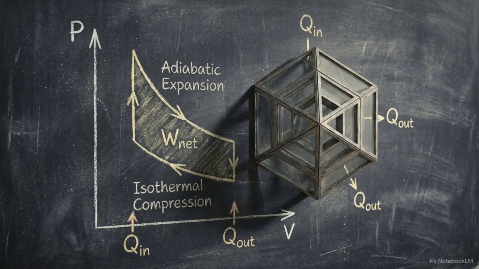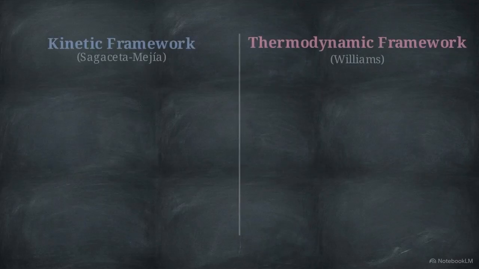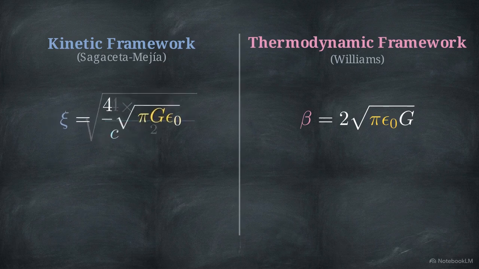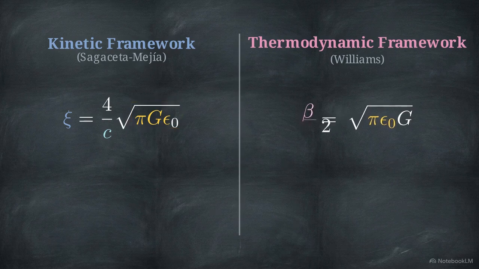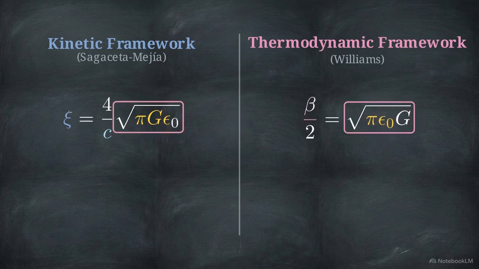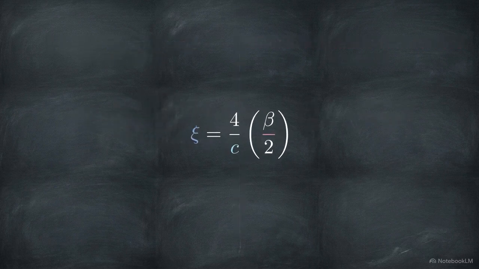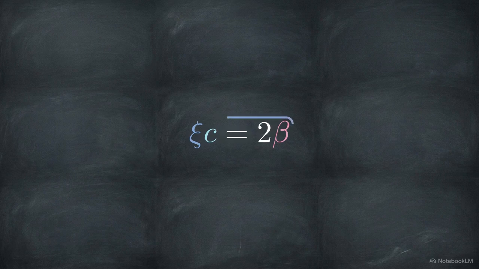Now we turn to our second paradigm, the thermodynamic framework published by Williams in 1980. This visual compares the two models. On the right, Williams derives his own charge-to-mass constant, called beta, from the consistency constraints between electromagnetism and gravity. To test if these two distinct frameworks found the same architecture, we will cross-check the algebra. By factoring the 16 pi out of the Sagaceta-Mejía equation, we extract a 4 over c, leaving pi, G, and epsilon naught inside the square root. This resolves to a precise algebraic match. The kinetic coupling constant xi, multiplied by the speed of light, equals exactly 2 times the thermodynamic constant beta.